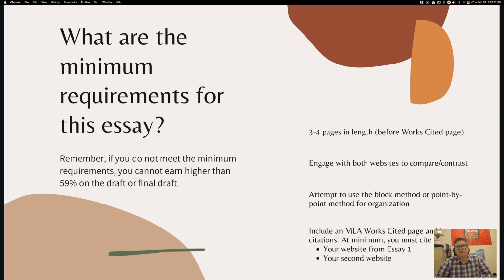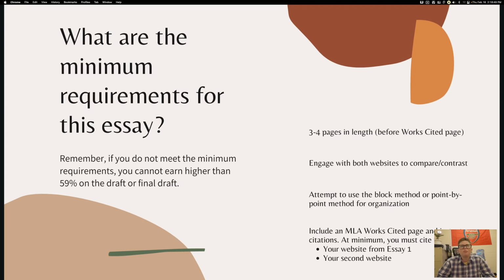But it needs to be 3 to 4 pages in length before the works cited page. It needs to engage with both websites to compare and contrast, right? I mean, what's the purpose of a compare and contrast essay if you're not doing that? There isn't one. An attempt to use the block method or point-by-point method for organization. This might be throwing off some alarm bells. You might be like, I don't know what that is. We'll talk about it, okay?